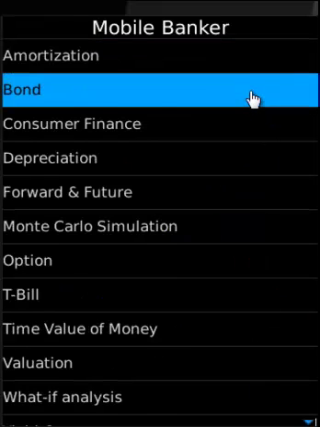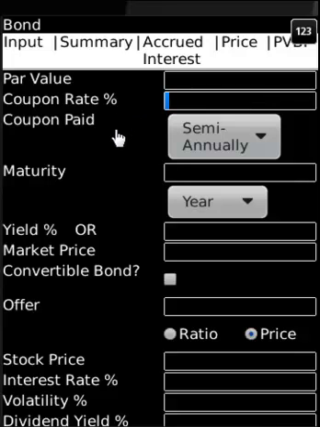So bond, here we cover straight bond, convertible bond, and we also calculate accrued interest. So par value is 25, bond coupon is 7.25, coupon paid semi-annually, maturity is 30 years, yield is 8%. You can enter either the yield or the market price, not both. Is it convertible? Say it is no.